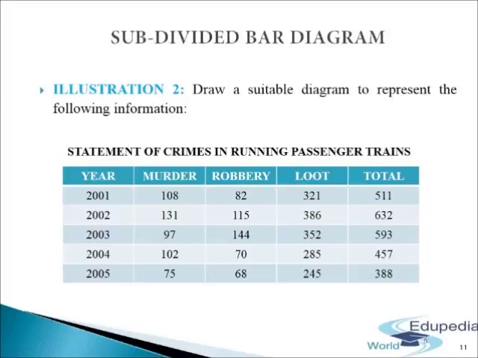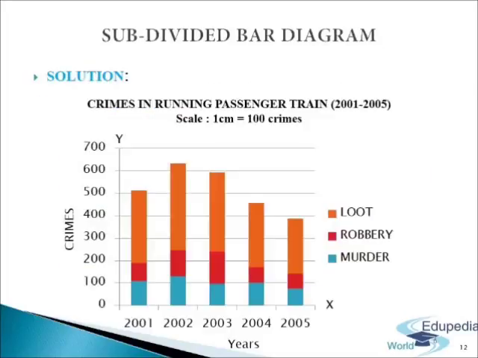Let us understand this with the help of the following illustration. We have to draw a suitable diagram to represent the following information. Information is regarding the statement of crimes in running passenger trains from year 2001 to 2005. From the given data, we will prepare a subdivided bar diagram.